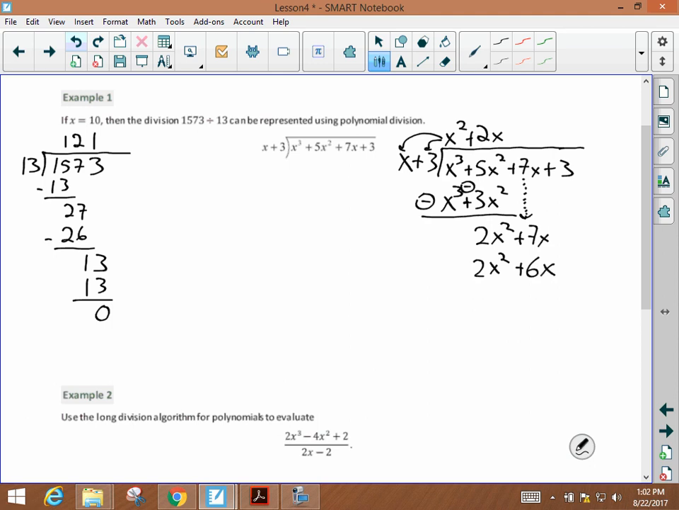And they're both positive. Again, I'm going to subtract, but I prefer to look at that as changing the signs and adding. So the 2x squared minus the 2x squared is 0, and 7x minus 6x is x. Next thing I'm going to do, I'm going to drop down the 3.